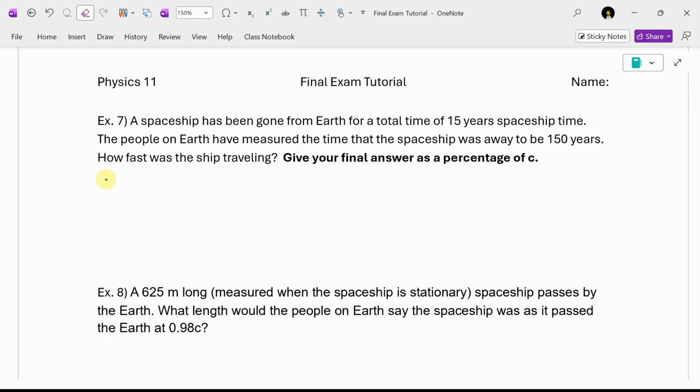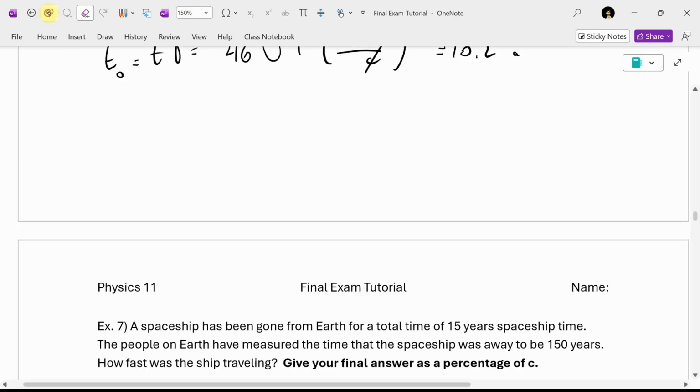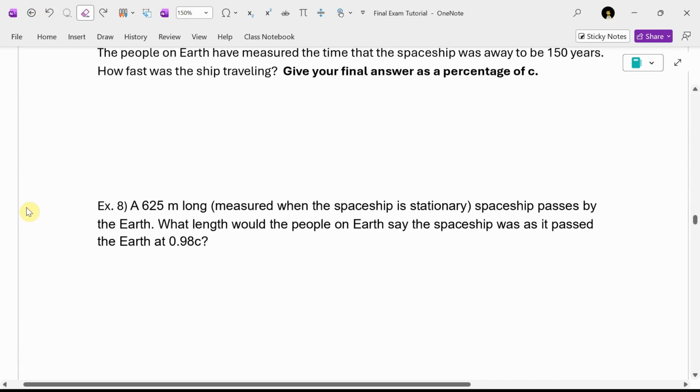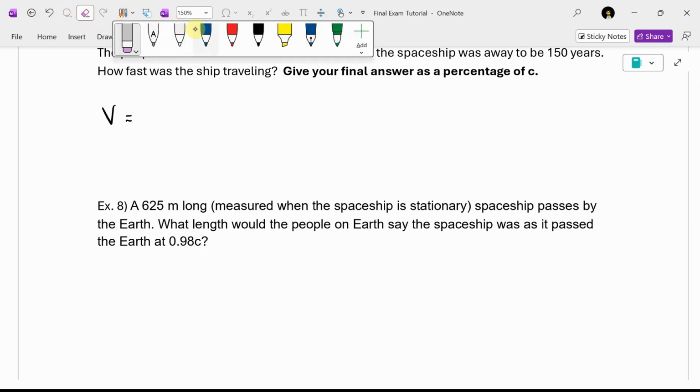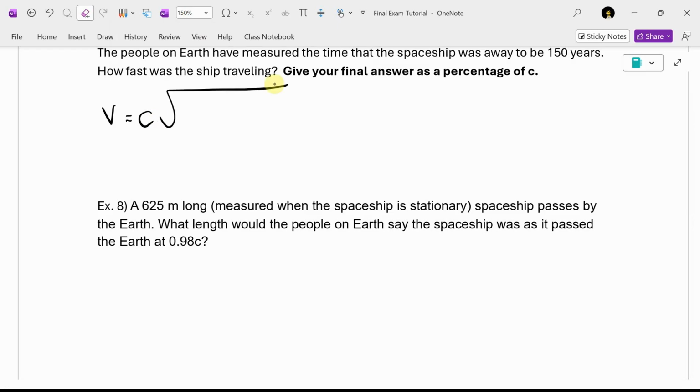Okay, so it's going to look like this. V equals the... Geez, Dueck, you're botching this. There's a c in front, yes? I'm just going to leave that there. Square root of 1 minus, is it T0 over T, all squared?